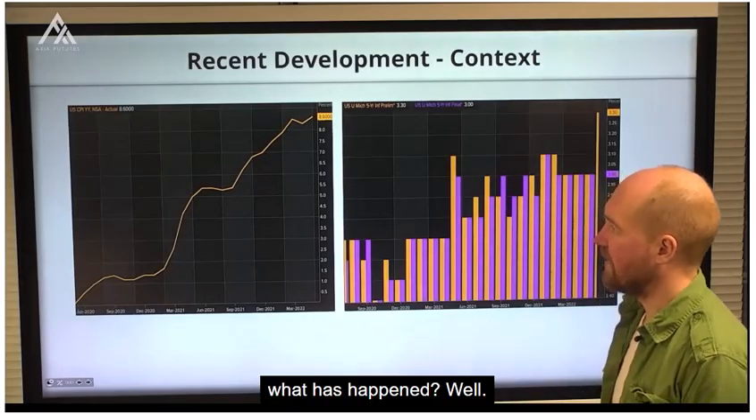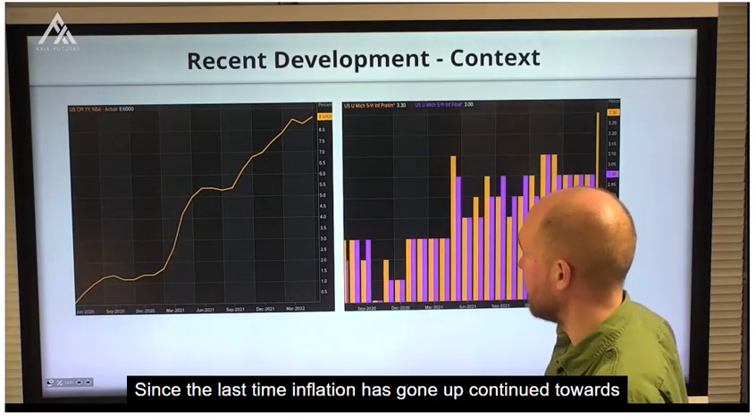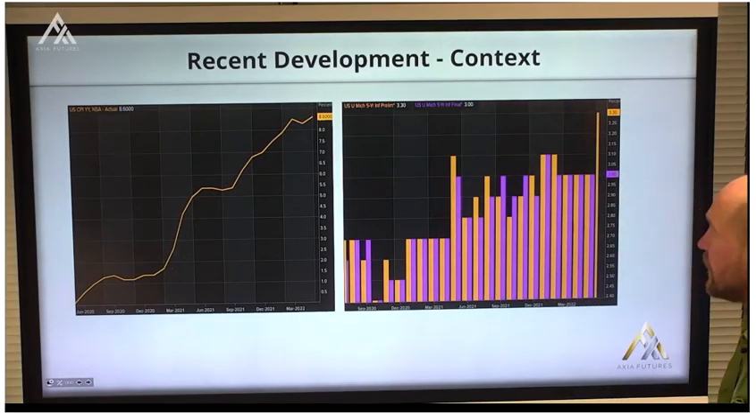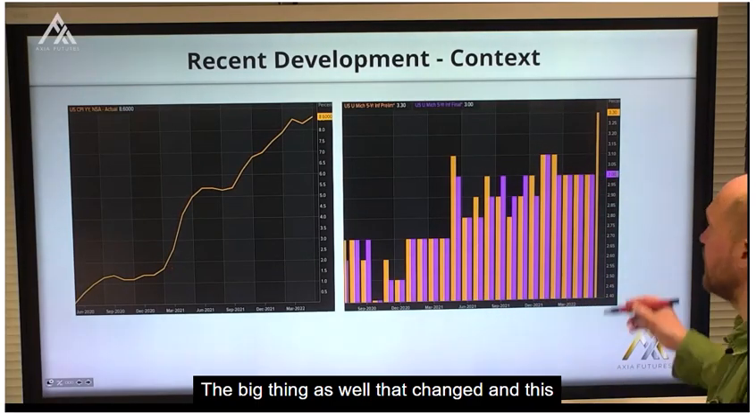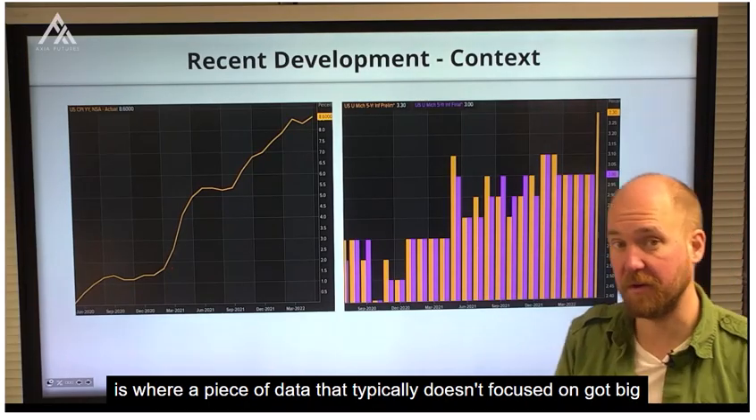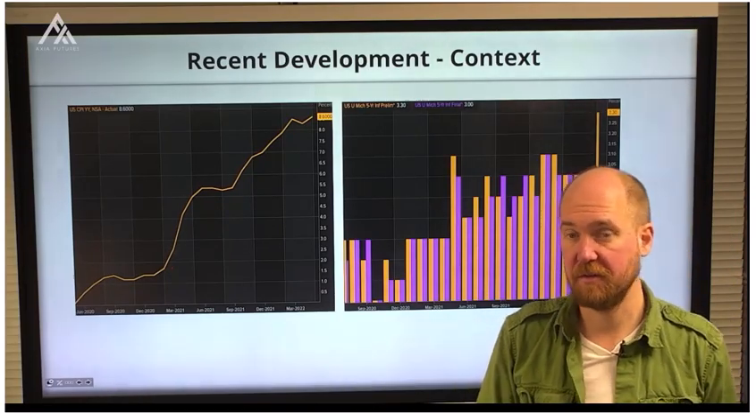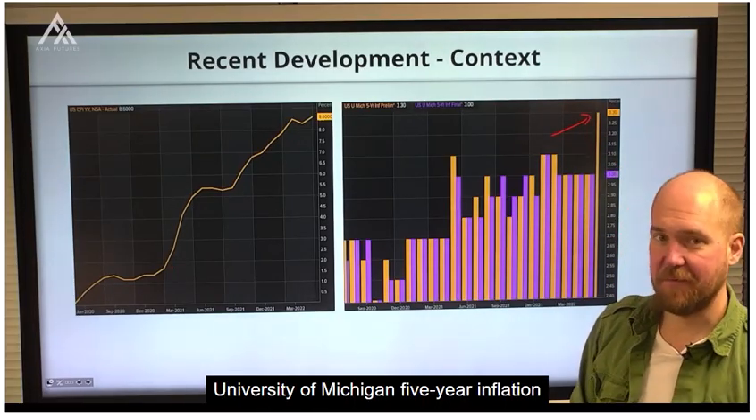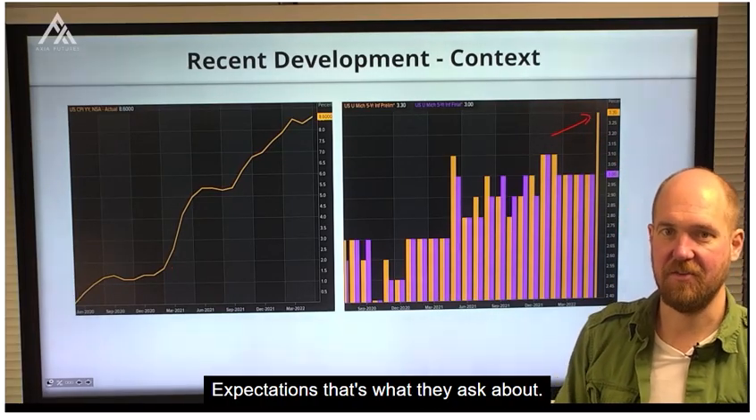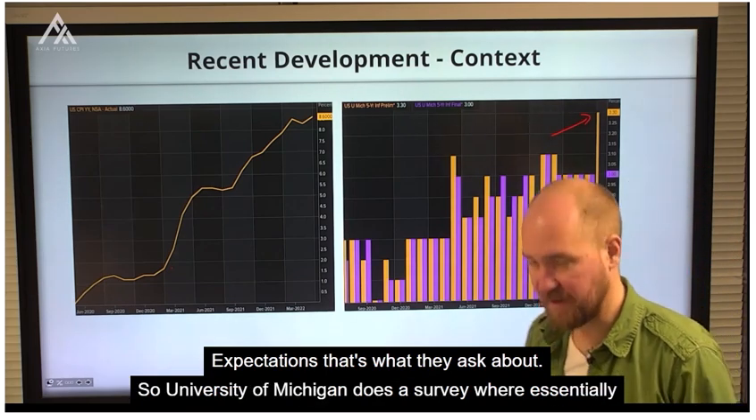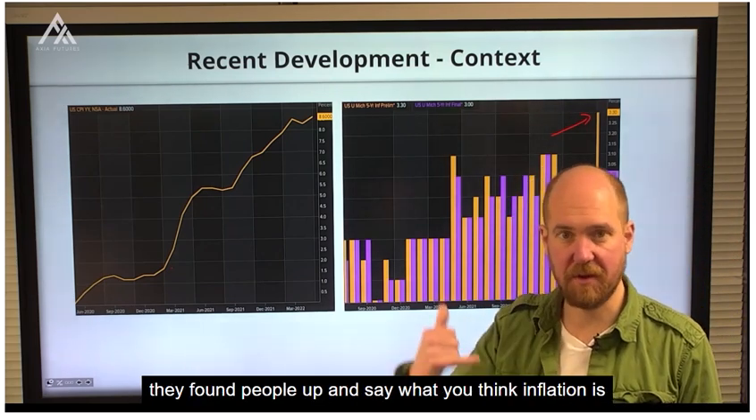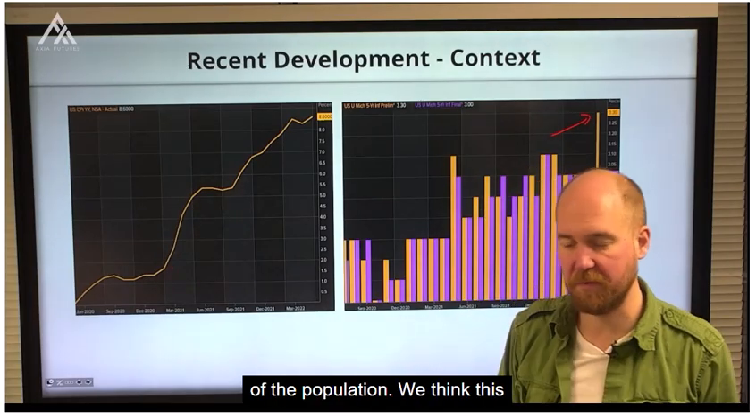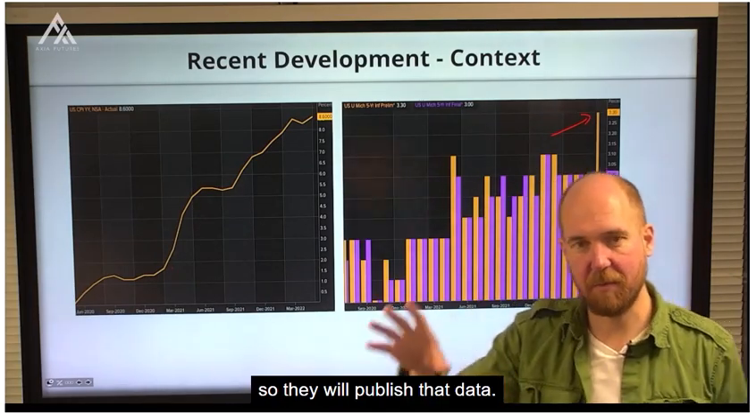So what has happened? Well, since the last time, inflation has gone up, continued towards the upside. The big thing as well that changed, and this was where a piece of data that typically isn't focused on got big focus, was University of Michigan 5-year inflation expectations. So University of Michigan does a survey where essentially they phone people up and say, what do you think inflation is going to do over the next 5 years? And a fair variety of the population said, we think this. So they will publish that data.